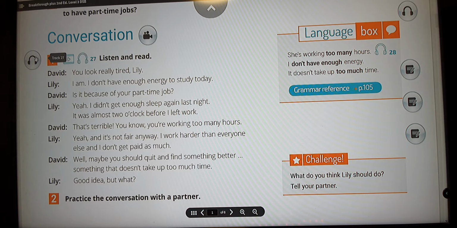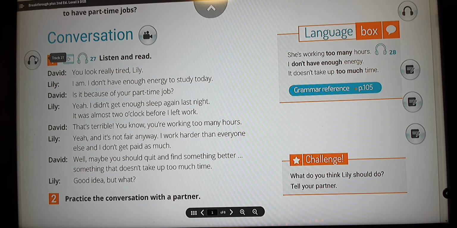Lily replies, yeah, I didn't get enough sleep again last night. So it's not the first night. Not enough sleep. She didn't sleep as long as she needed. It was almost 2 o'clock before I left work. So she worked until 2 a.m. And David says, that's terrible. You know, you're working too many hours. Too many. More than she should.